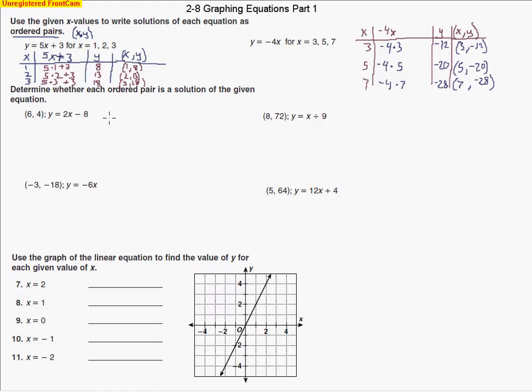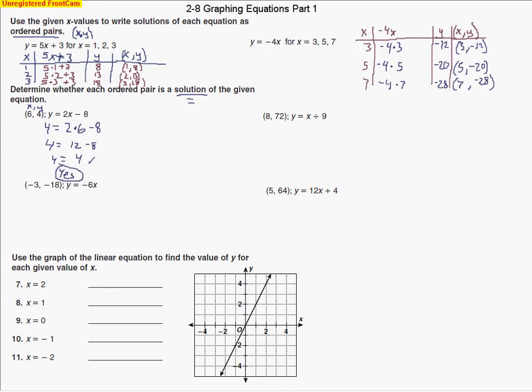Let's move on to the next type of problem. It says determine whether each ordered pair is a solution. A solution means that it equals the given equation. So when we take our value of x, we take the value of y, and we substitute into the equation here, we should get an equal value. So 6 is x and 4 is y. So 4 equals 2 times 6 minus 8. So we perform order of operations, bring down the 4. This makes 12. 12 minus 8 is 4. So those equal. So when they equal, then we say yes, that is a solution.